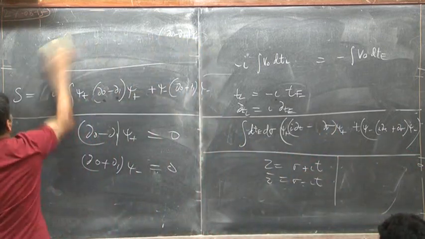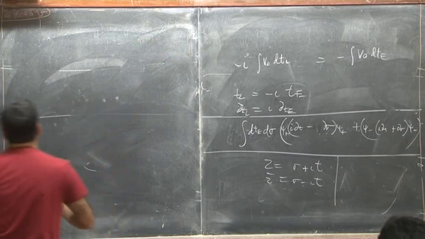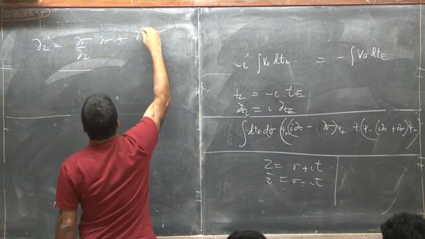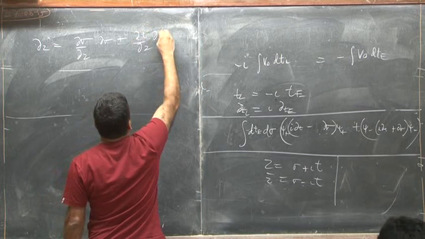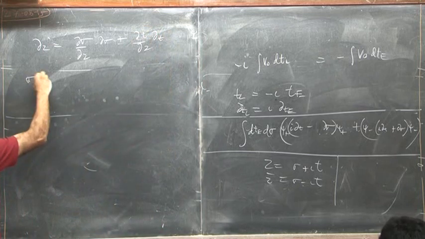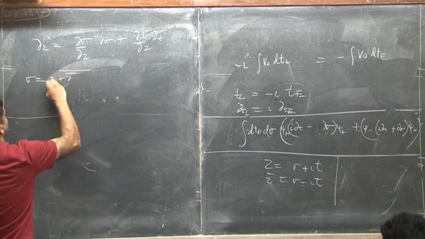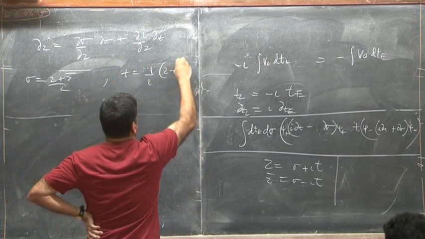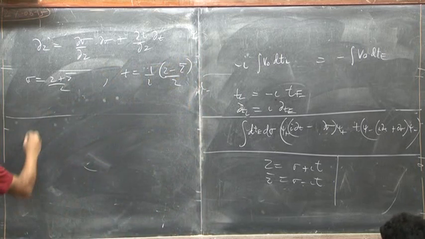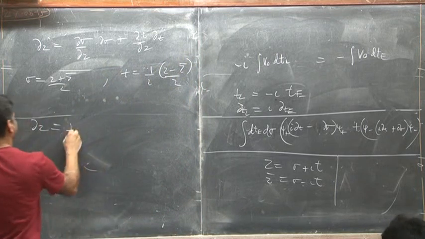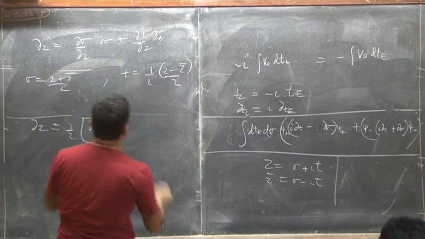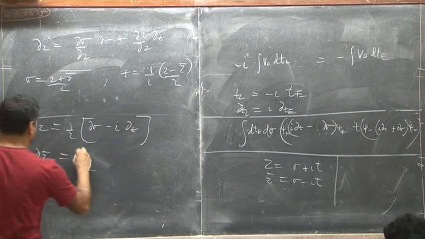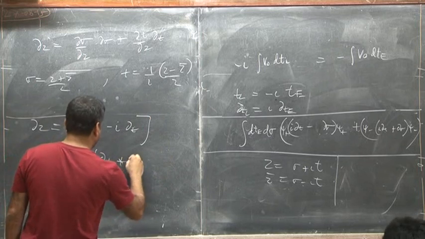Okay, that's okay. Del Z is equal to del sigma by del Z del sigma plus del T by del Z del T. But sigma was equal to Z plus Z bar by 2, T was equal to iT, so T was 1 by i, Z minus Z bar by 2. And so del Z was equal to half del sigma minus i del T. Del Z bar was equal to half del sigma plus i del T.